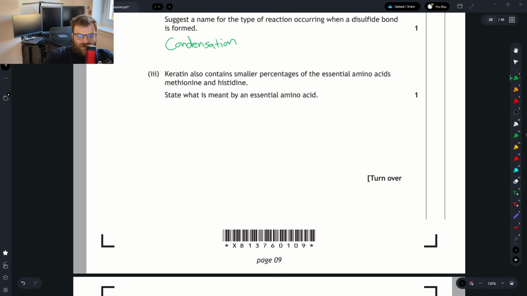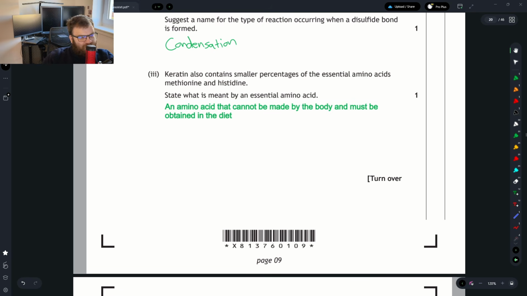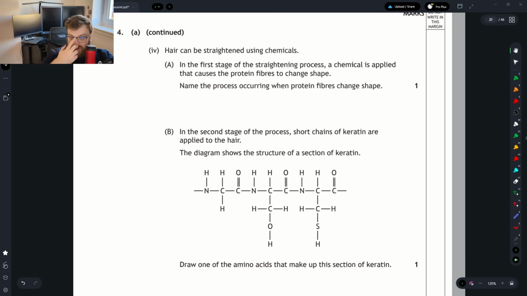Essential amino acids are amino acids that are not made by the body, so must be obtained from the diet. And that would pick up the mark there. Next one. Hair can be straightened using chemicals. A chemical is applied that causes the fibre to change shape. Proteins changing shape is denaturing.